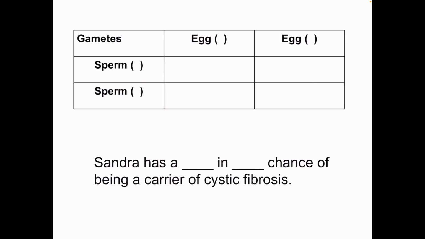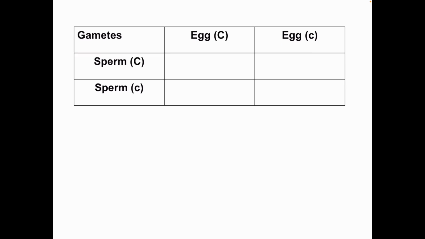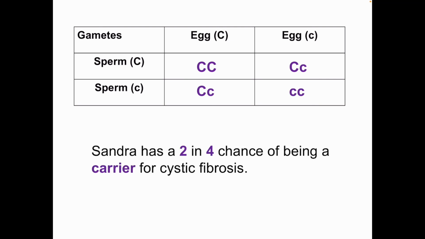So if the parents are both carriers, we know that they will both have the heterozygous genotype. They will both be big C, little c. So when you put the alleles of the gametes into a Punnett square, that is what you will get. So the potential genotypes of any children: homozygous dominant, heterozygous, heterozygous, and homozygous recessive. So there is a 2 in 4 or a 1 in 2 chance of Sandra being a carrier for cystic fibrosis. A 50% chance.